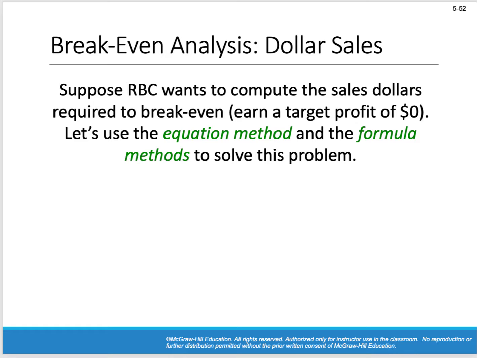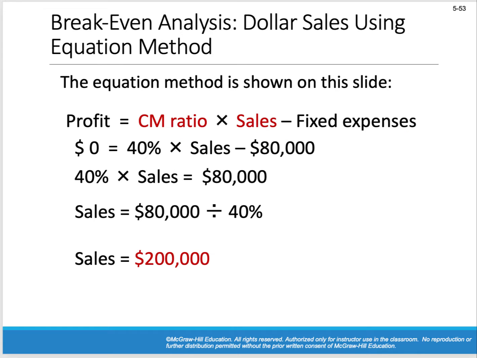What if we want to figure out the break-even point in sales dollars, meaning what does our sales volume need to be in order to have a profit of 0? Well, in this scenario, instead of looking for units, we're now looking for dollars. Guess what? We can also use the equation method, or we can use the formula method. Does not matter. So let's take a look at an example here.